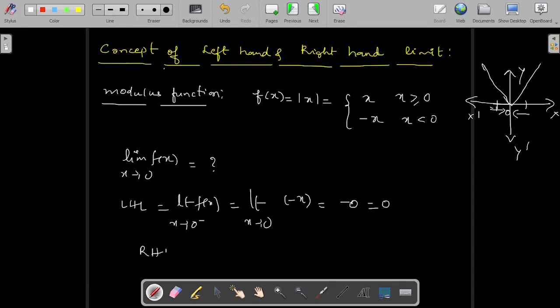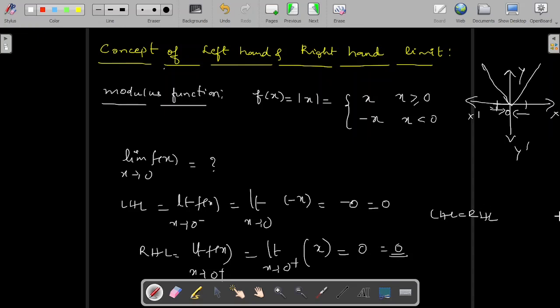Similarly, RHL is equal to the limit of f of x as x tends to 0 from the right, which means x is greater than 0. When x is greater than 0, we have to take the function x. So apply the limit x equal to 0, which is 0. So in both cases, LHL equals RHL. Hence, the limit of f of x as x tends to 0 exists and it is equal to 0.